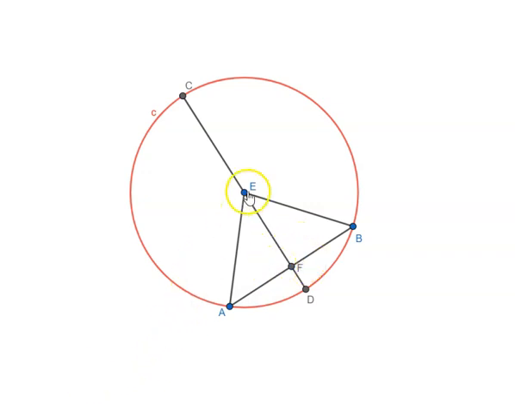So let's see. Looking at these two triangles, AEF and BEF, these two sides are equal. AE is equal to BE. Why? Because they are radii of the same circle. We are given that AF equals BF and EF is the common side. That means using the SSS proposition, we can say that these two triangles are congruent. That means all the corresponding angles are also equal. That means angle EFA is equal to BFE.